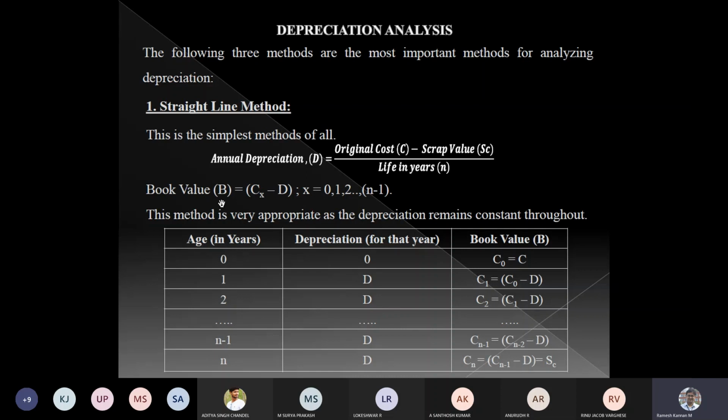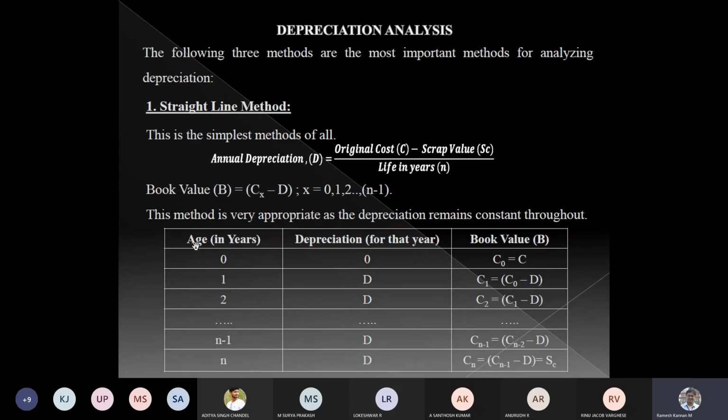Then a very important thing is called book value. Book value is exactly the ledger value. This is an accounting terminology which tells about the worth of the equipment or the property or something like that. So this is a typical formula, but we can convert that into a tabular column so we can understand much better.